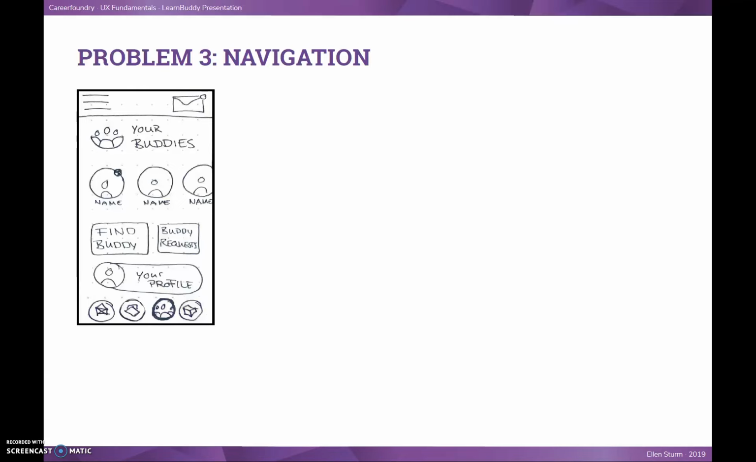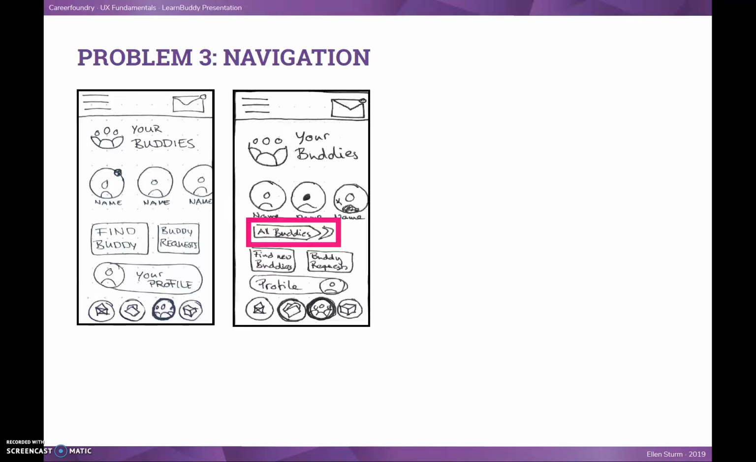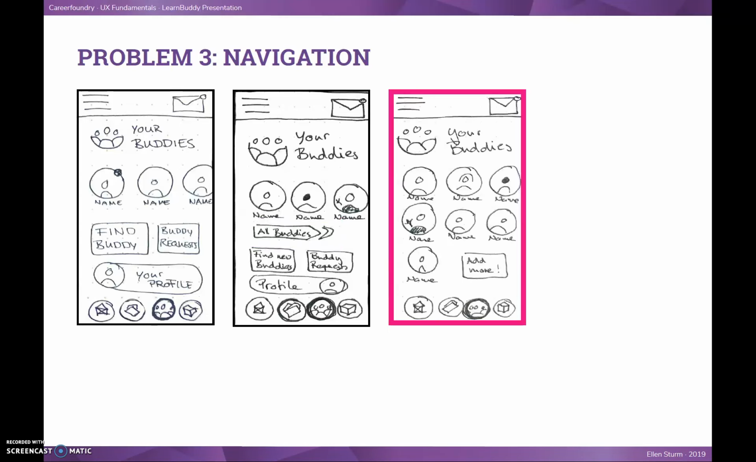The third navigation problem was that people couldn't find their whole buddy list, and I wanted them to scroll sideways, but this was not what most people did, so I added another button for Find Your Buddies and a separate buddy page.